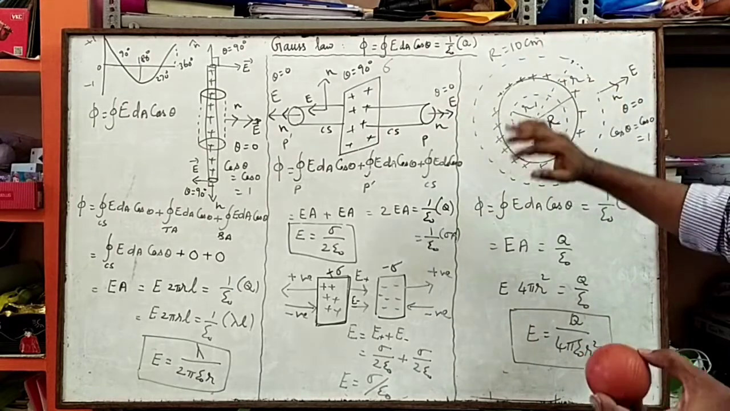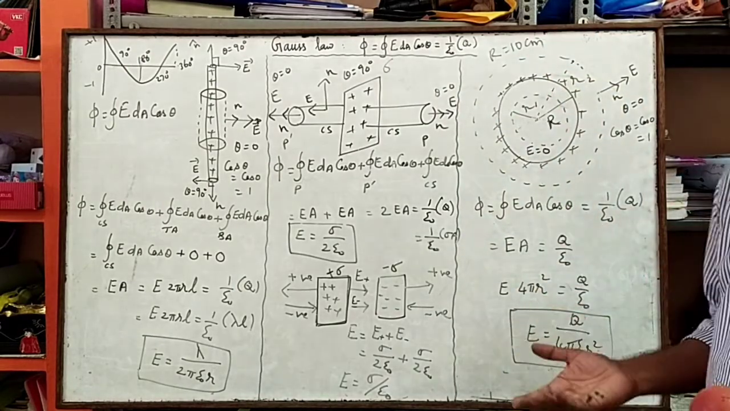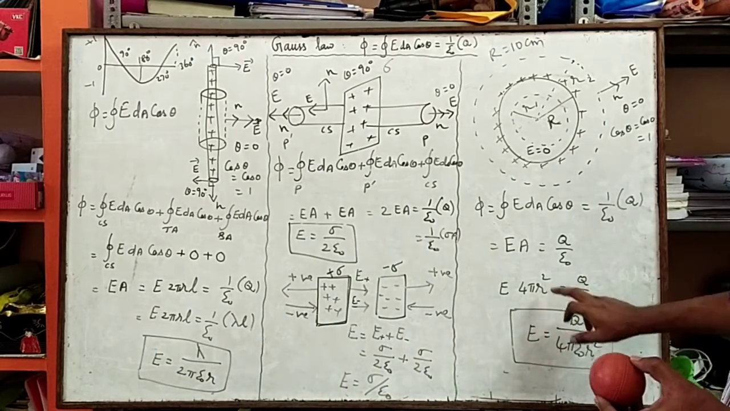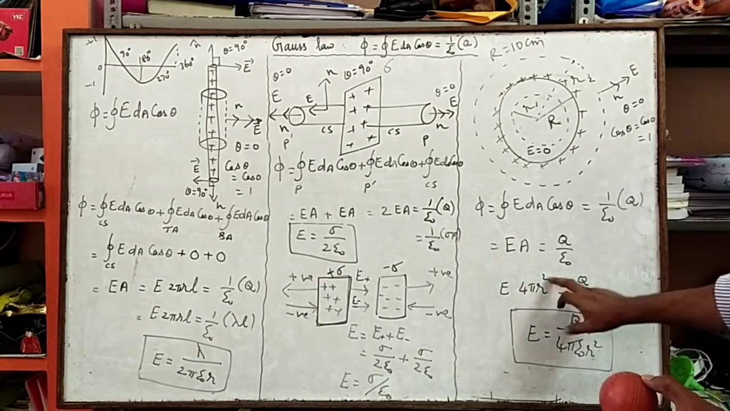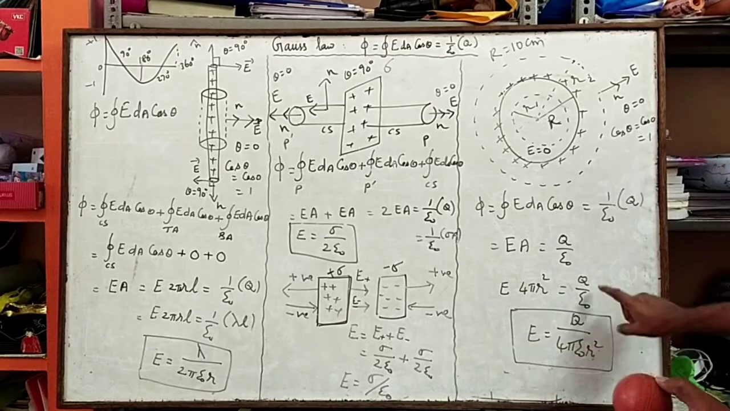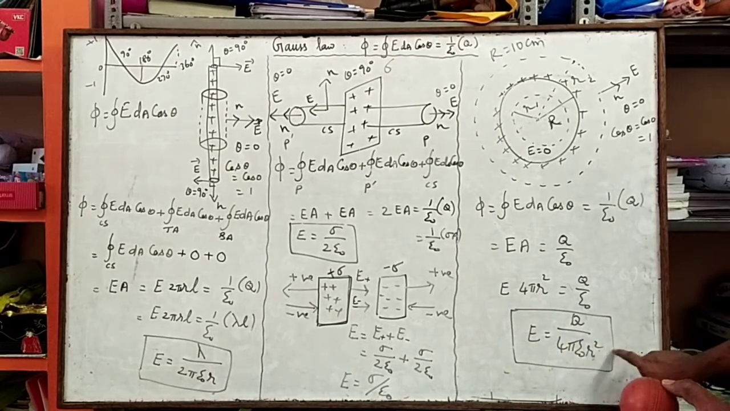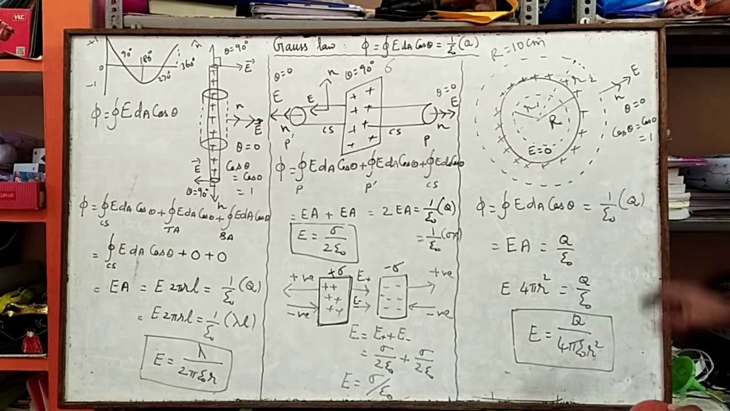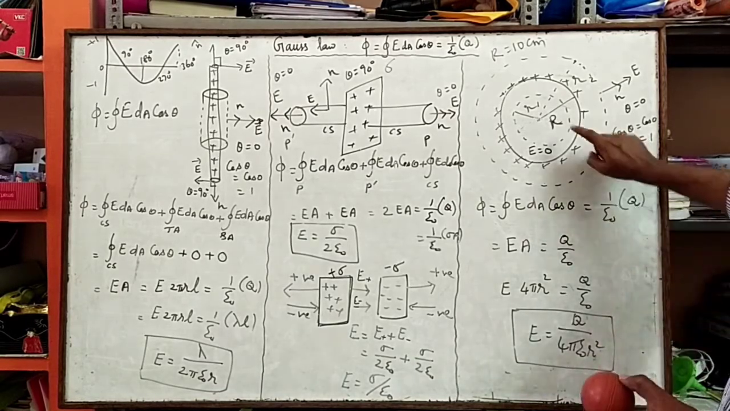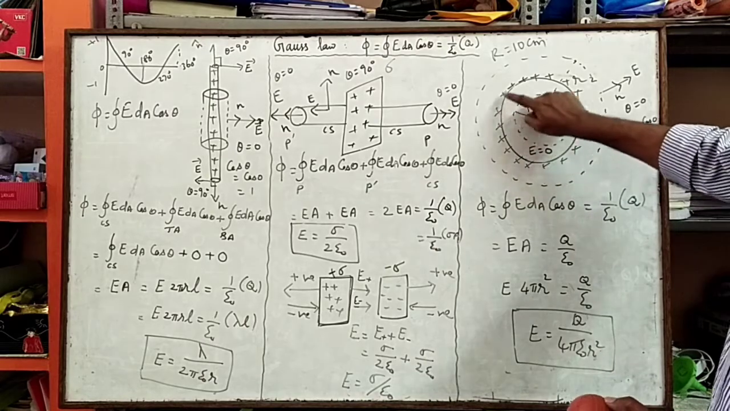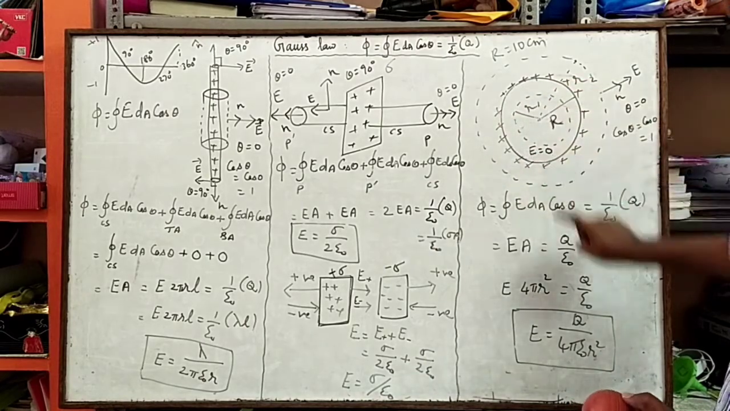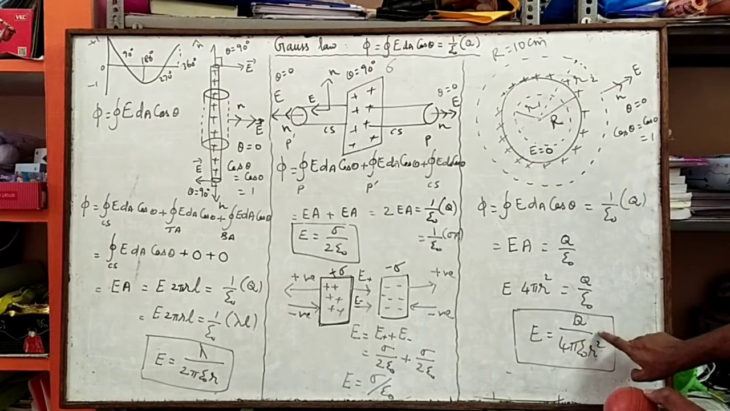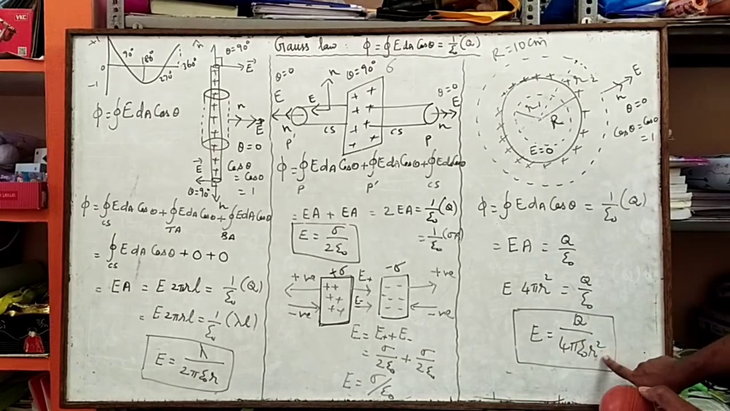Area of a sphere is 4 pi r square, and volume of a sphere is 4 by 3 pi r cube. So instead of A we substitute 4 pi r square. So E is equal to Q divided by 4 pi epsilon r square. In case this is capital R, where R is the radius of the sphere, and charges are there, then we get E is equal to Q divided by 4 pi epsilon naught capital R square.